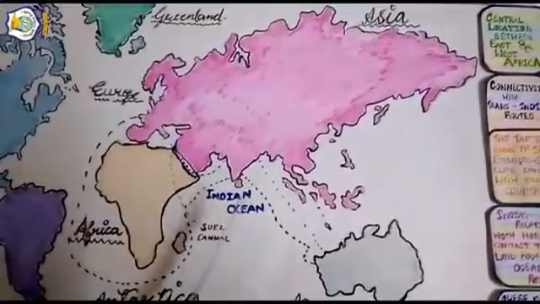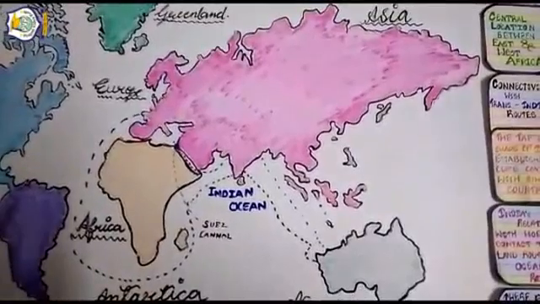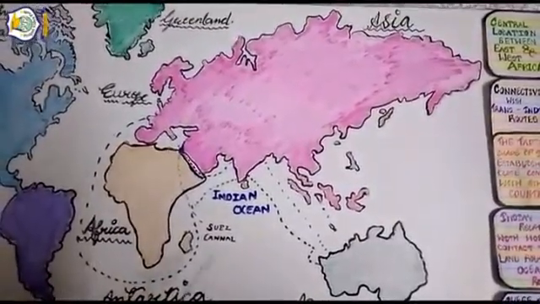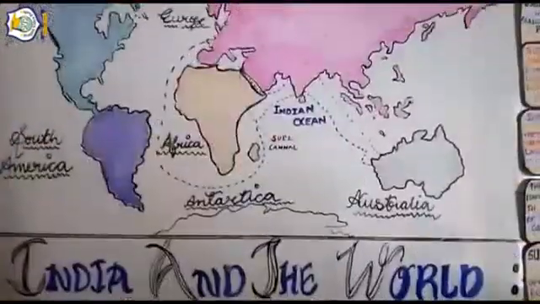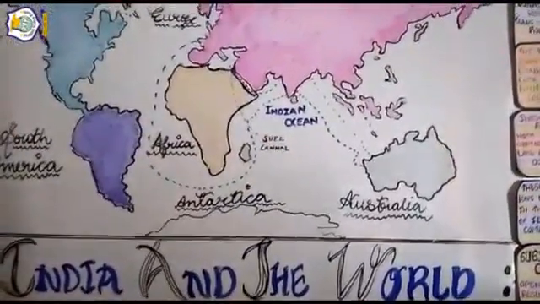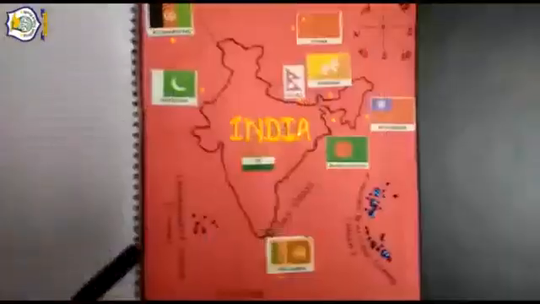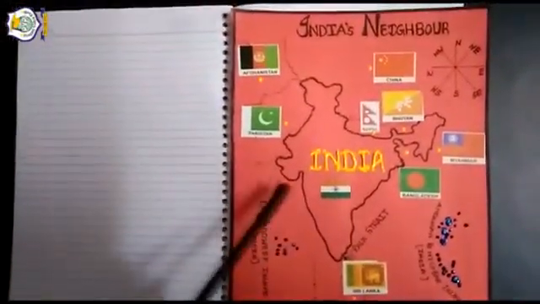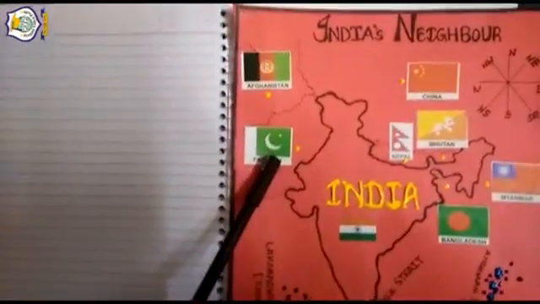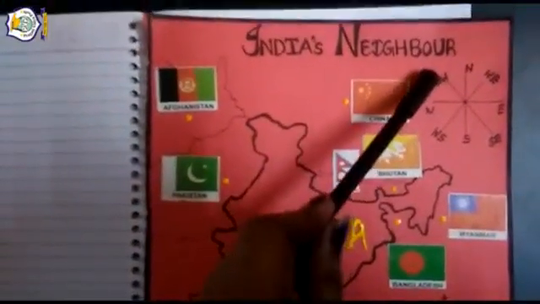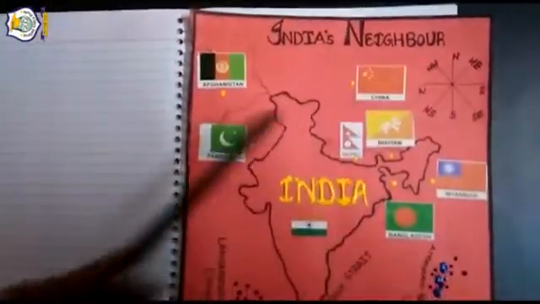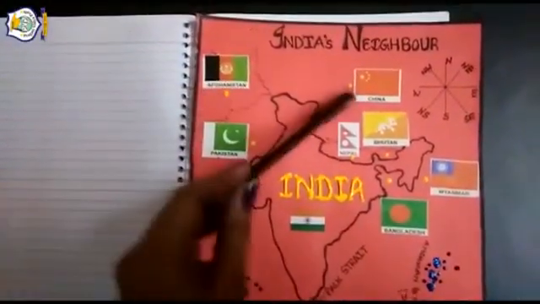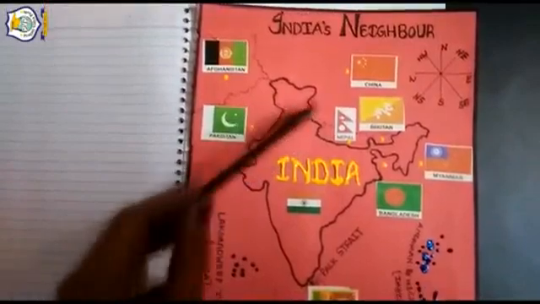Now, we will move ahead to the next topic, India's neighbors. The countries with which we share our boundaries are called our neighboring countries. Pakistan lies to the northwest of India. Here you can see the directions north, south, east, west. So Pakistan lies northwest. Afghanistan is here. China and Nepal make up the northern border. Here Bhutan is to the northeast.